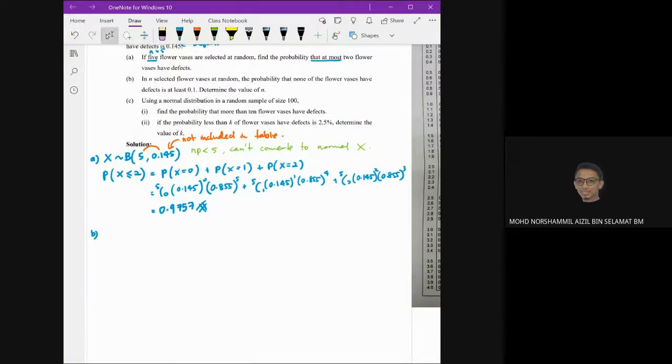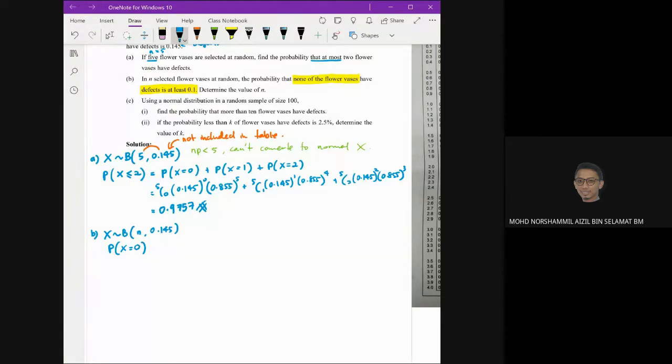Sorry nak laju sikit. In n selected flower vases at random. Maksudnya sekarang ni kita nak dia binomial n. And then the probability that none of the flower vases have defects is at least 0.1. So masih cakap pasal defects. Sekarang ni saya nak elaborate ni. Probability of none is probability of X equals to 0 tau.